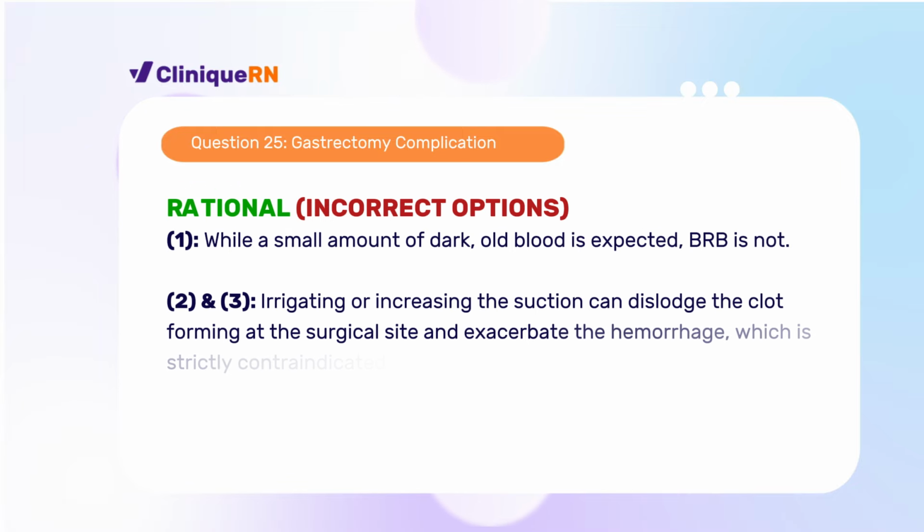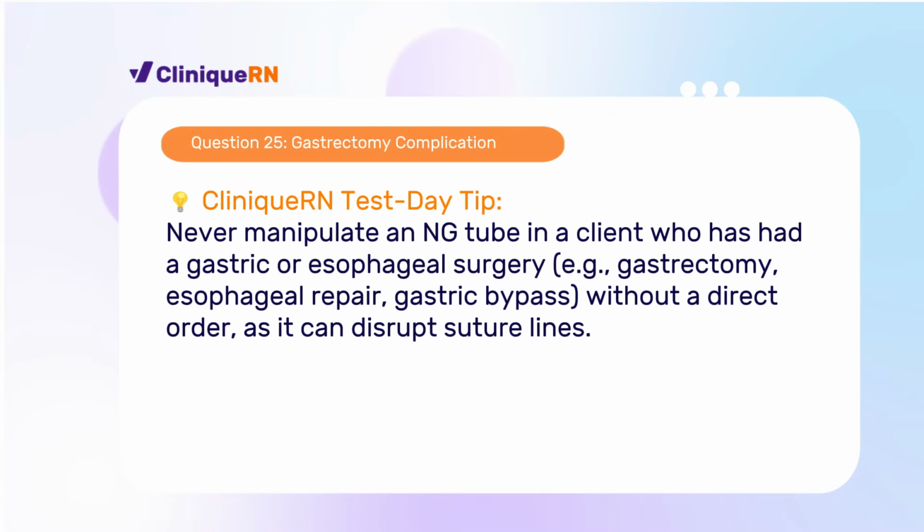Incorrect options. 1. While a small amount of dark, old blood is expected, BRB is not. 2 and 3. Irrigating or increasing the suction can dislodge the clot forming at the surgical site and exacerbate the hemorrhage, which is strictly contraindicated. Clinique RN Test Day Tip. Never manipulate an NG tube in a client who has had a gastric or esophageal surgery. Example, gastrectomy, esophageal repair, gastric bypass, without a direct order, as it can disrupt suture lines.